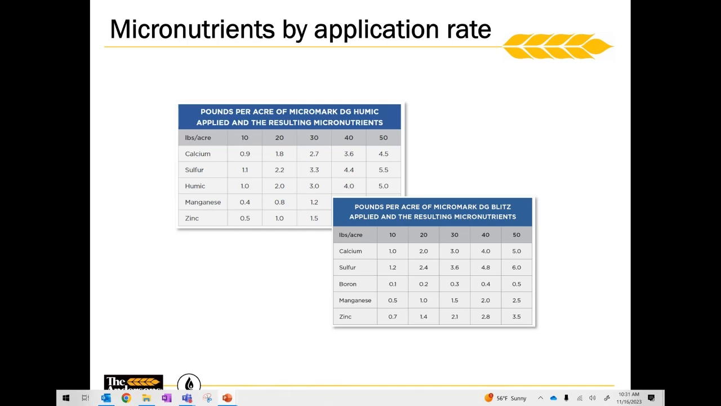If we take a look at that top chart there on our Micro DG, the 10 to 20 pound rate is really where we're going to look at a banded scenario or a strip till. The 20 to 30 is going to be that dry broadcast. The 30 to 40s are going to be our high valued vegetable crops. And then think of that 50 pound rate in terms of soil buildup on some manganese and some zinc.